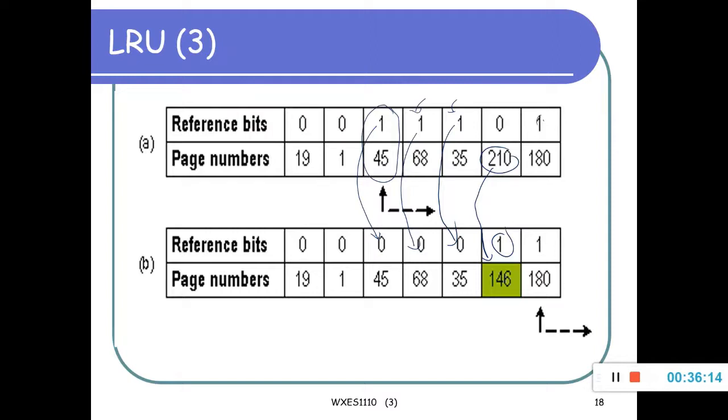This process continues until a reference bit of 0 is found. In this case, 1, 1, 1 until here 0, then it will replace the page number with a new value, and so on.